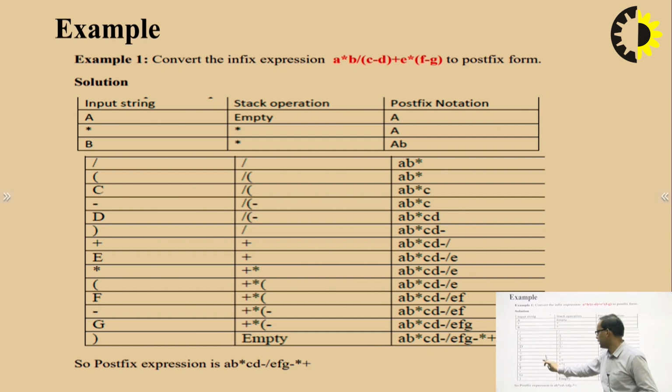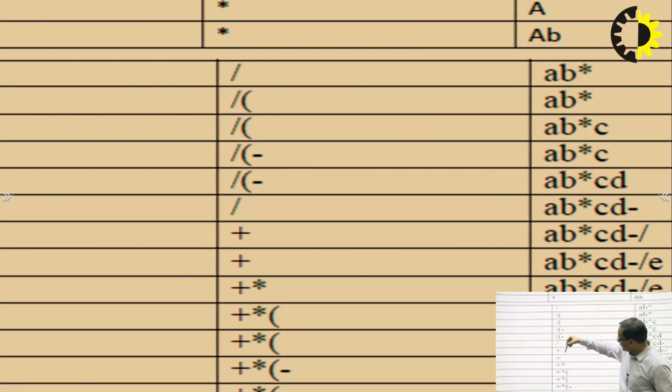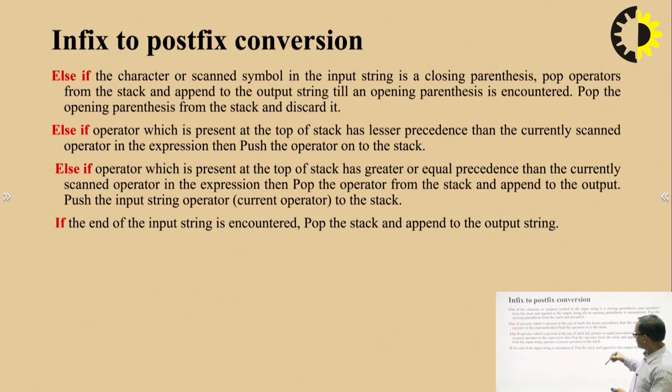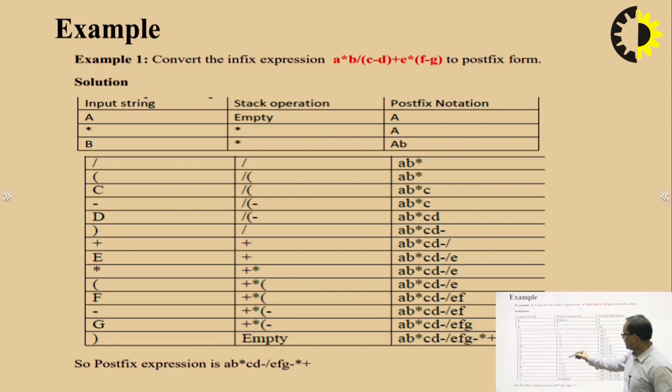After that, multiply is an operator. Now see this: on the top of the stack there is plus and the current operator is multiply. Since the precedence of plus is less than the precedence of multiply, nothing will pop out; we will simply push the multiply operator after the plus. After multiply there is the left parenthesis, so it is pushed on the stack.